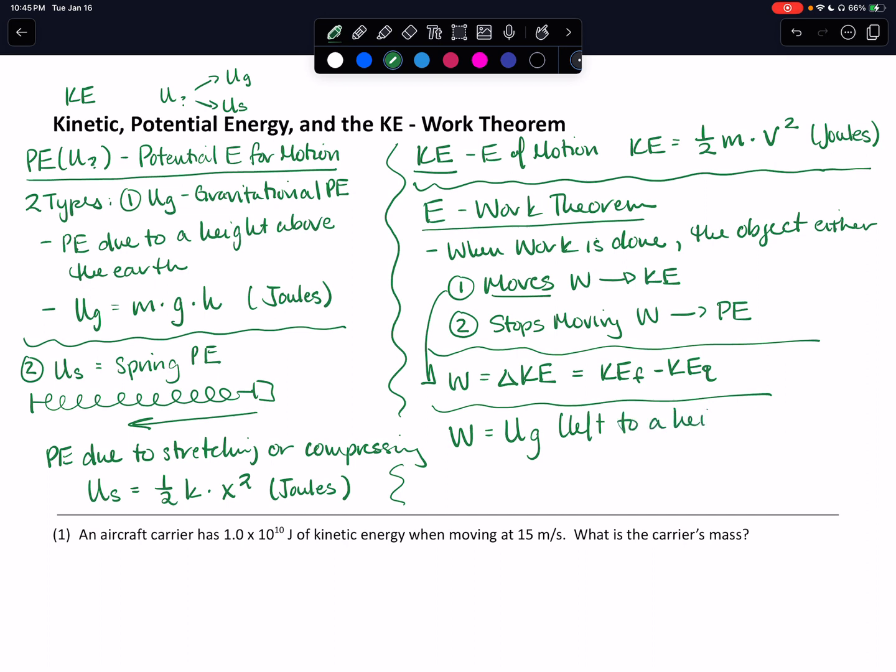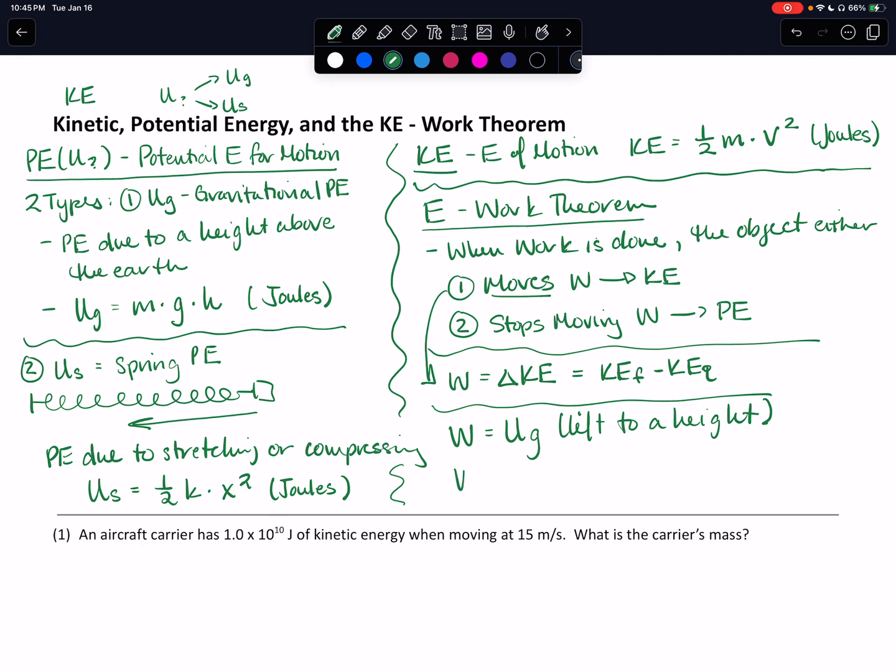to a certain height, maybe that work is being done, and that work is converting into gravitational potential energy. So you lift an object up over your head and then you stop moving. So you've done work to lift it, and it's all potential energy. If you drop it, then that potential energy converts into kinetic and you get motion.